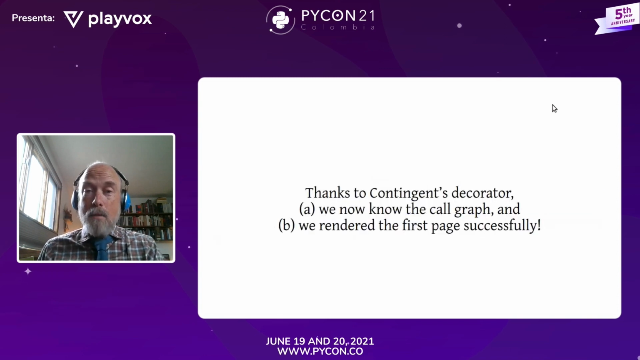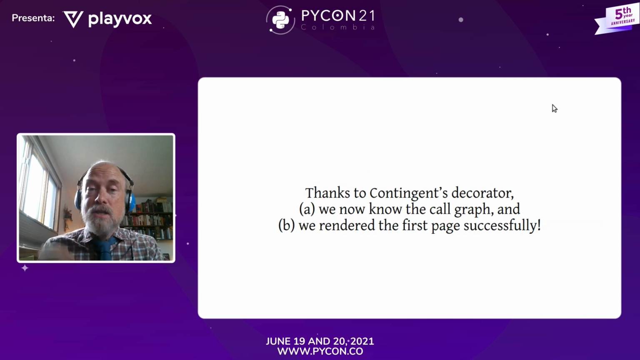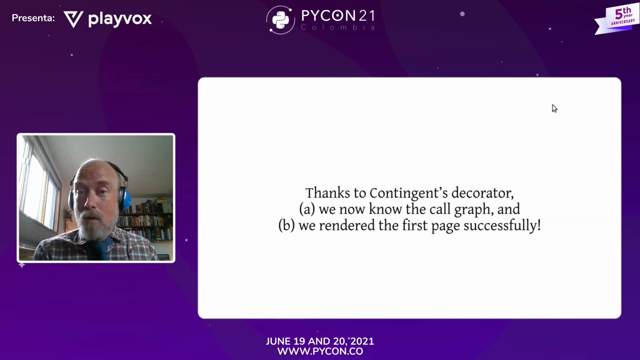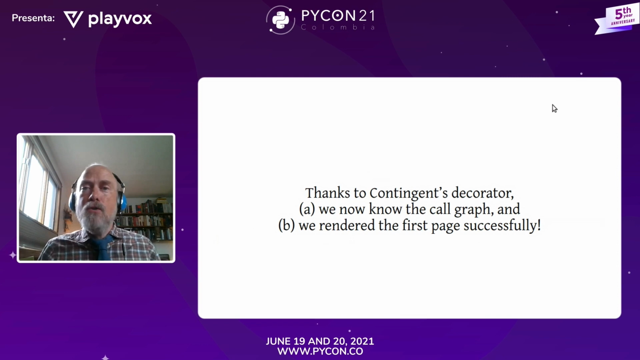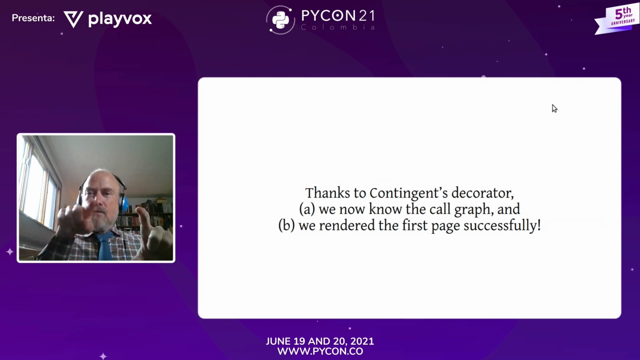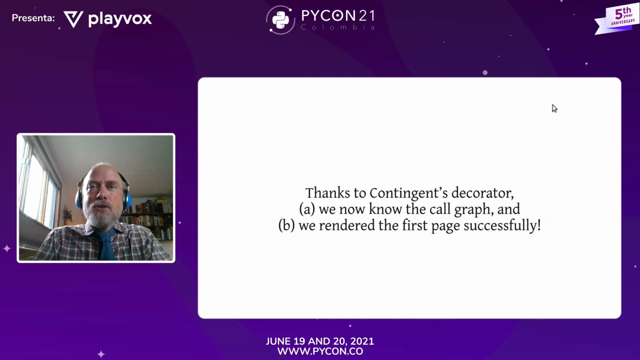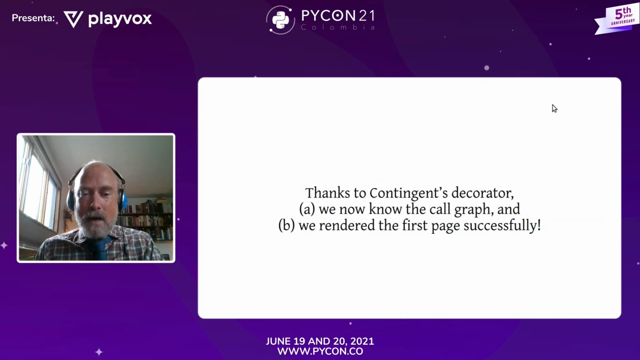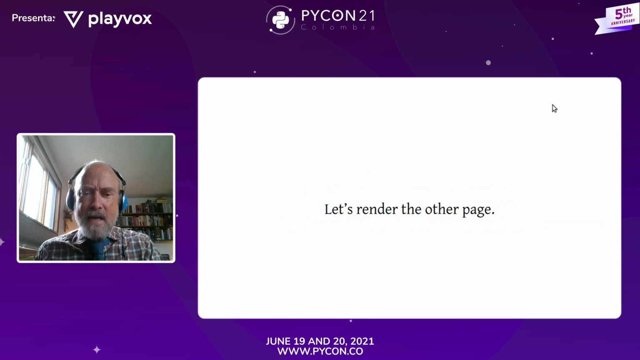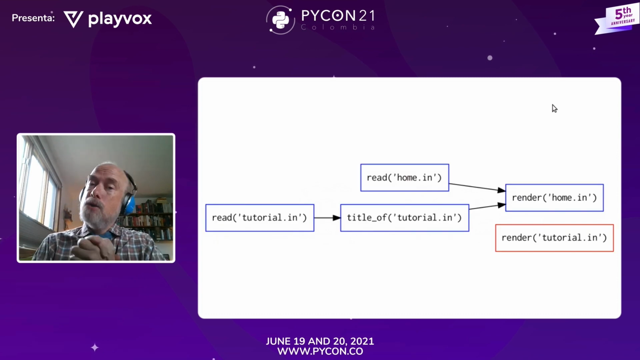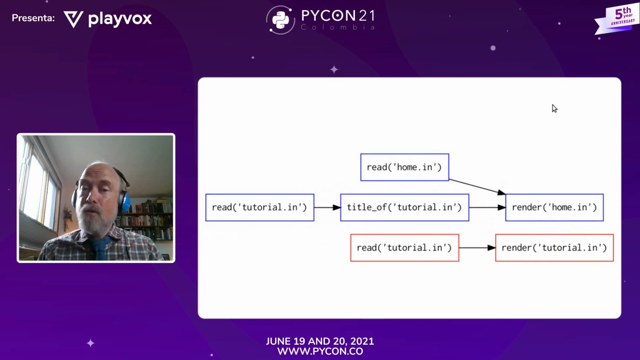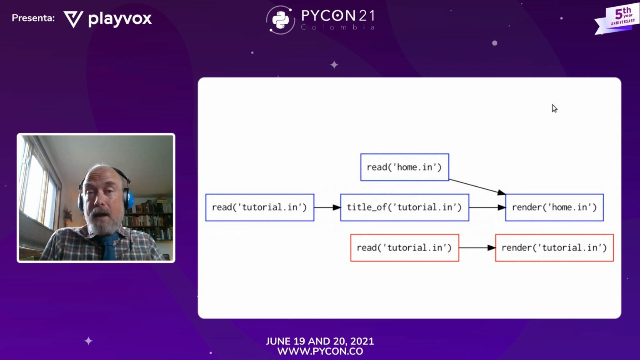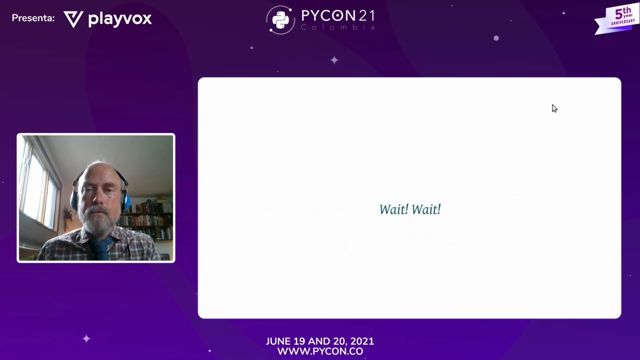All right, it's now time. First, thanks to Contingent's decorator, we now know the call graph, and in the process, we've already rendered the first page successfully because there are no two phases anymore. The same phase of discovery that learns the graph is also going ahead and rendering the page for us. Let's render the other page. We call render tutorial.in so we can learn what goes in tutorial.out. Render, as before, calls read tutorial.in so it can learn the file's contents. Wait!